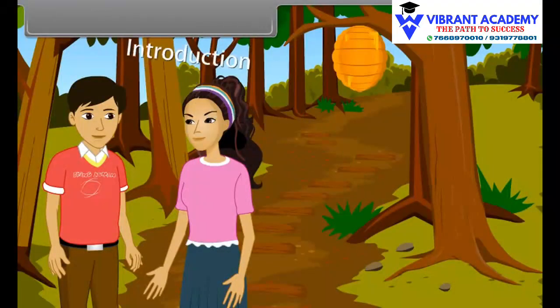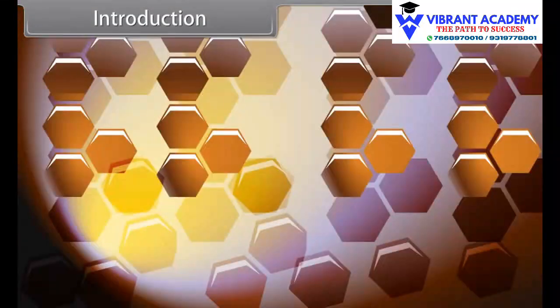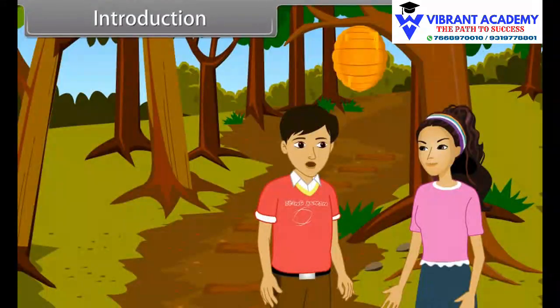Introduction. See those holes on the honeycomb? Yes, how beautifully the bees make honeycomb. Have you noticed the holes in that? They're in a pattern. Hey, yes, they form a pattern. In nature we can find so many things with patterns.